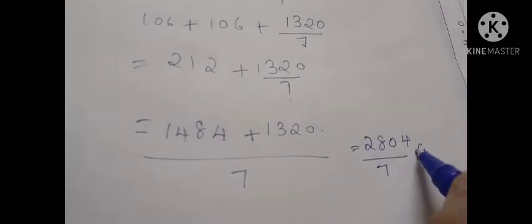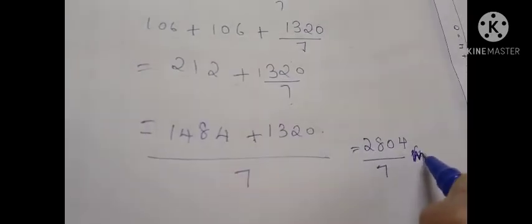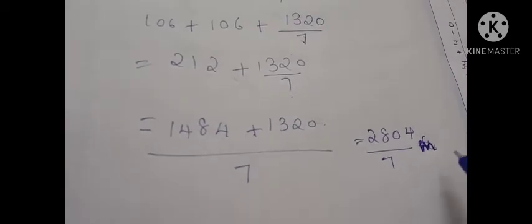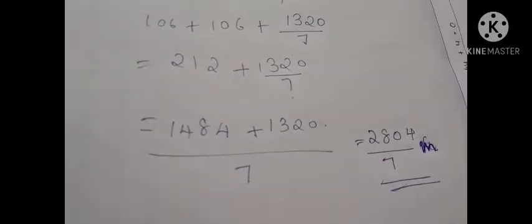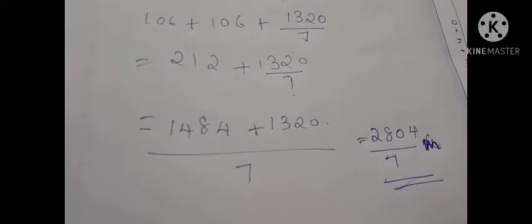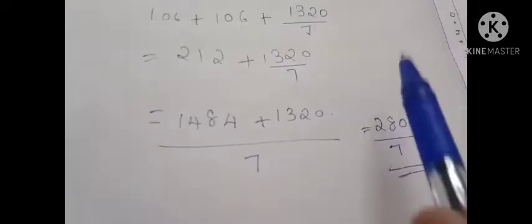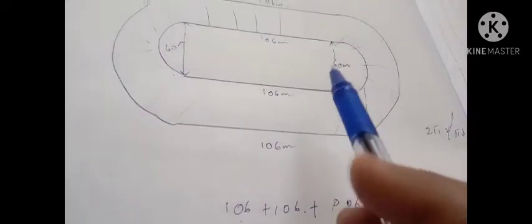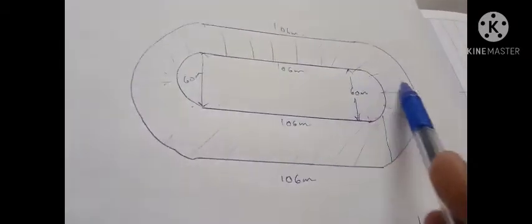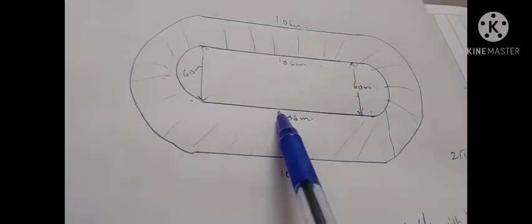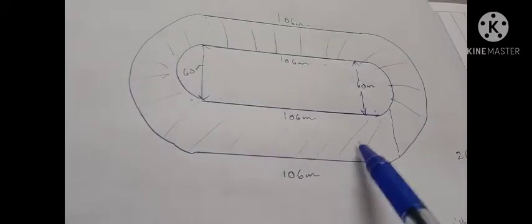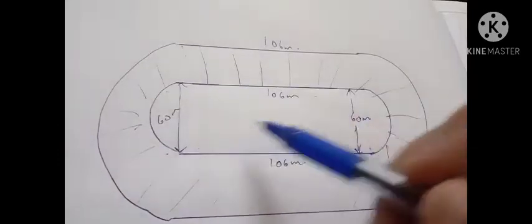2804 by 7 meter. Here the measures are given in meter, so this also will be meter. Okay, so this is the perimeter of the inner edge, or the distance around the track inner edge, right? Then we have to find the area of this track. How can we find the area of the track?